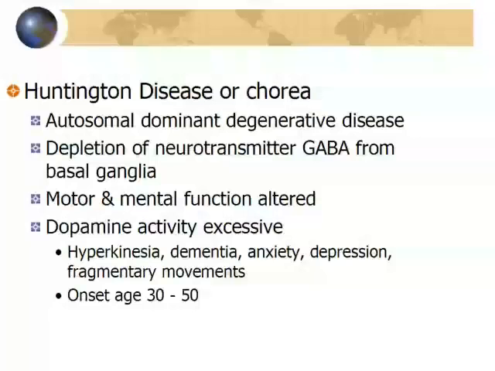Huntington disease, or Huntington chorea, is an autosomal dominant degenerative disease that we discussed under the genetic topics. Just to remind you, it's a depletion of your neurotransmitter GABA from the basal ganglia. Both your motor and mental function are impaired, but it doesn't start until you're in your 40s. Age of onset is 30 to 50. You need enough dopamine, and in this you have too much dopamine. So you end up with hyperkinesia, dementia, anxiety, depression, and these fragmentary movements, these choreiform movements that they have, like an abnormal dance.